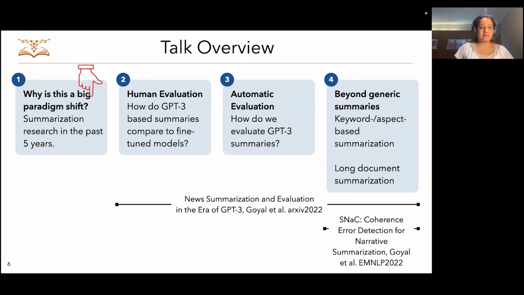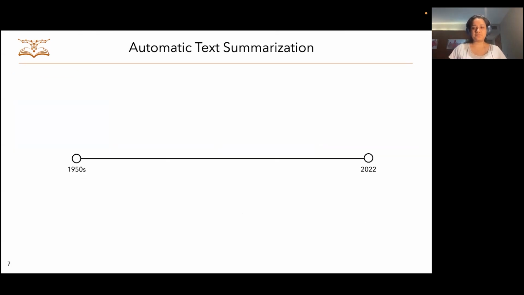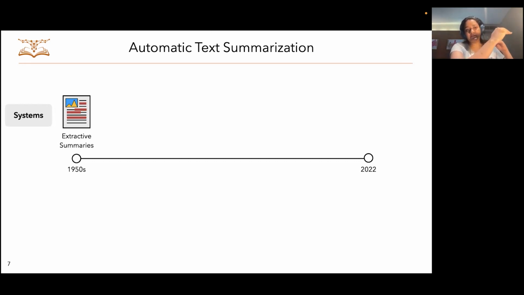Okay, first let's look at why this is a big paradigm shift. So I've made this timeline from the 1950s to today. And I'll talk first about the summarization systems that we've had. In the very beginning, we had extractive summarization systems where, given an input document, systems were trained to choose particular sentences or segments to include in the summary based on how salient they were.